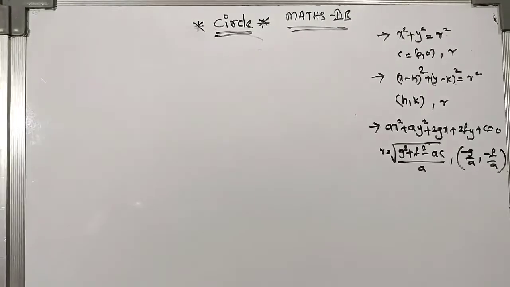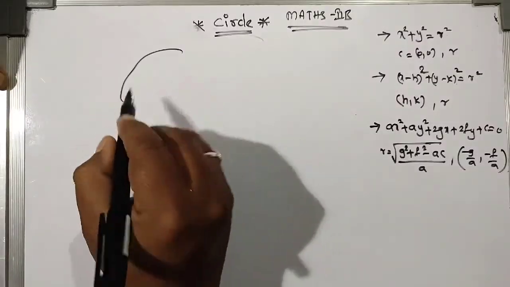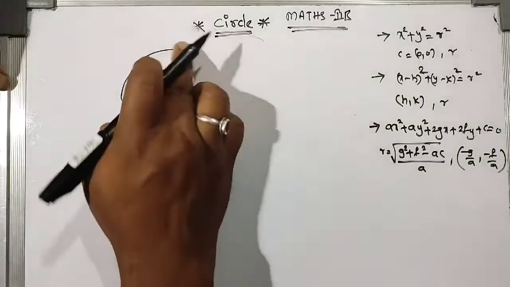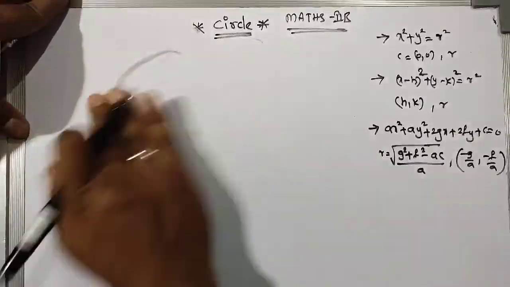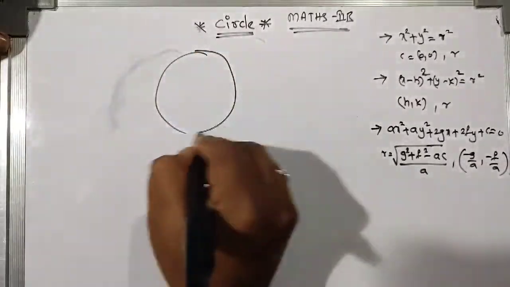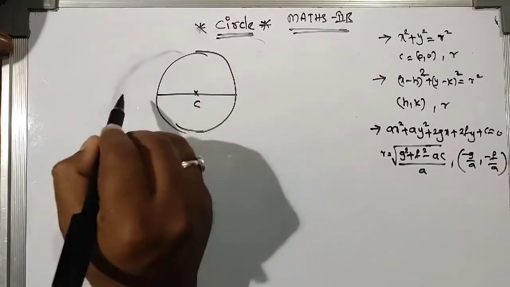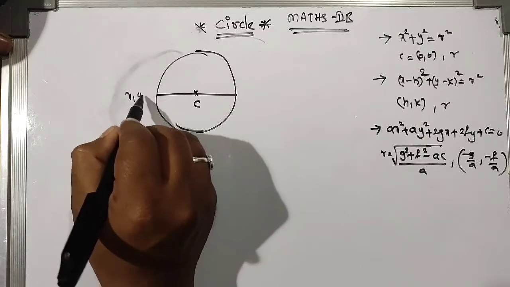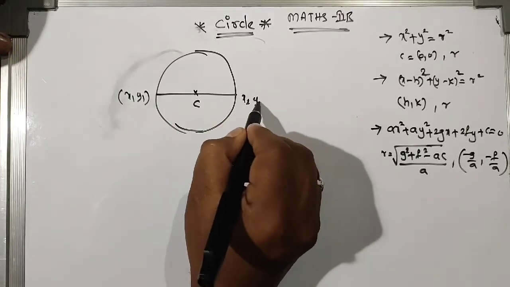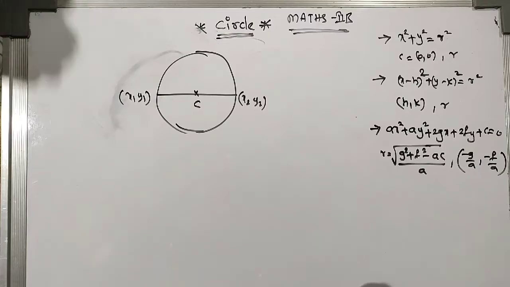Next, we have to learn the circle equation. We should know the circle equation when the two end points of the diameter are given. This is the center, this is x1 y1, this is x2 y2. When the two end points of the diameter are given, what is the circle equation? We have to find its formula.